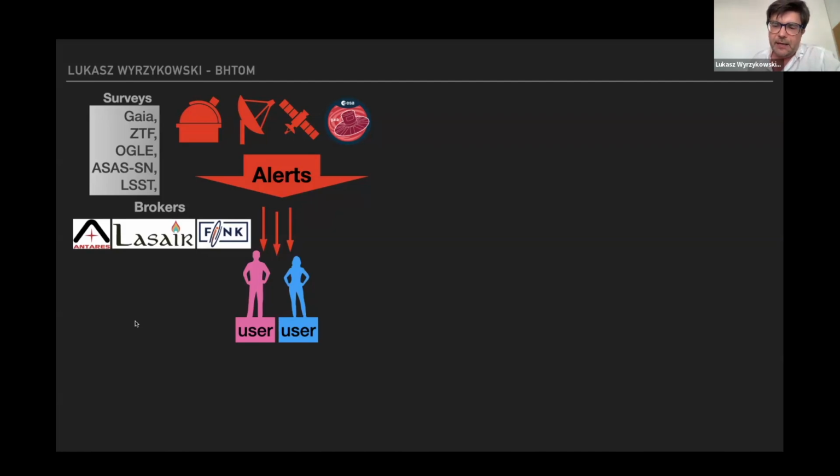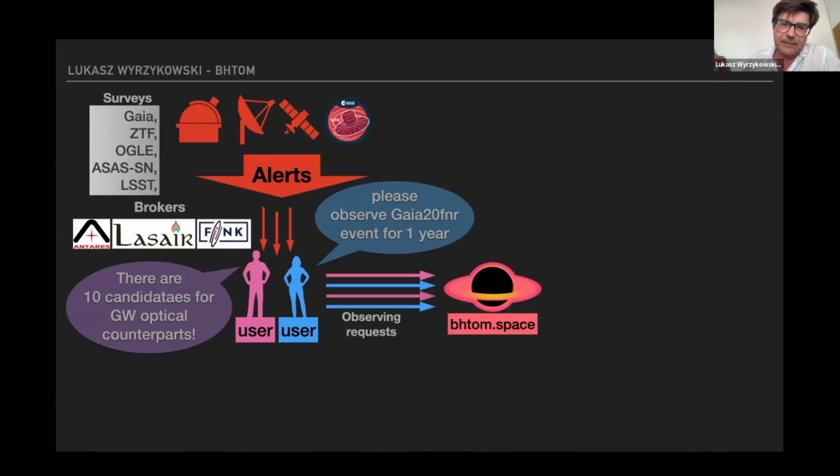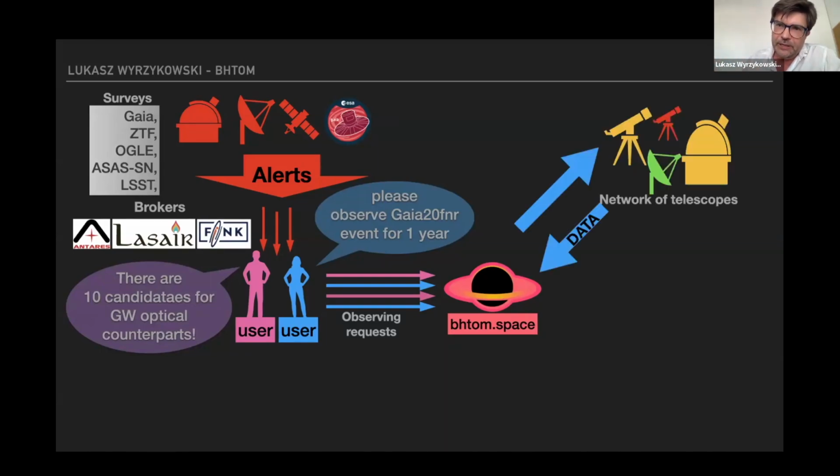We heard about them, and these go to users, and then the users can have their ideas about what to do with the data. There are 10 candidates for GW optical counterparts. Or someone says, I want this particular object to be observed for 1 year, just keep observing it. So these requests go to our webpage, bhtom.space, and we take care of all the communication with the network of telescopes. So you see, we separate the users from the telescopes, which has benefits for many people, as you can imagine.